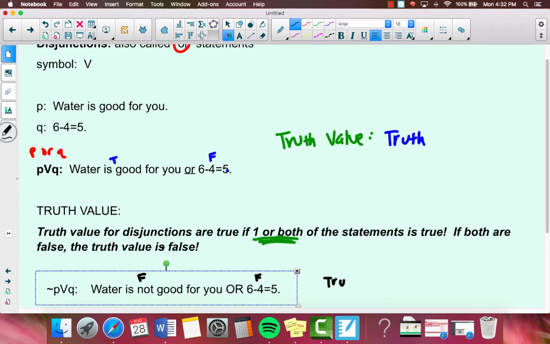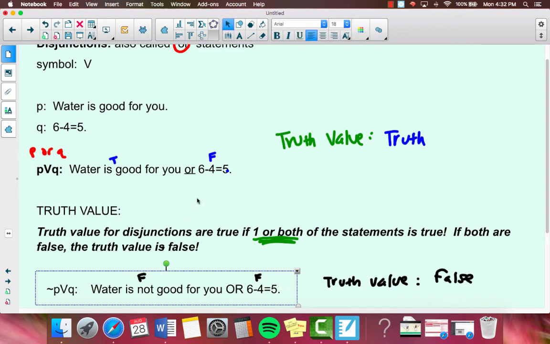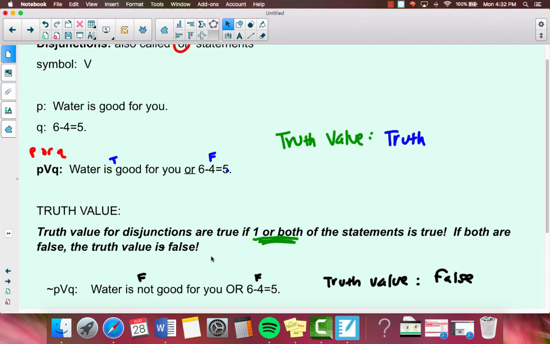So if I ask you for the truth value of this particular statement, because both of them are false, I'd have to automatically say it's false. So this one would be an example where a disjunction would not work because both statements are false. So we'd have to leave it at false. Those rules are really important. Make sure you put those somewhere in your notes that you'll refer back to. Put a star next to it, because you're going to see those quite a bit throughout this chapter.